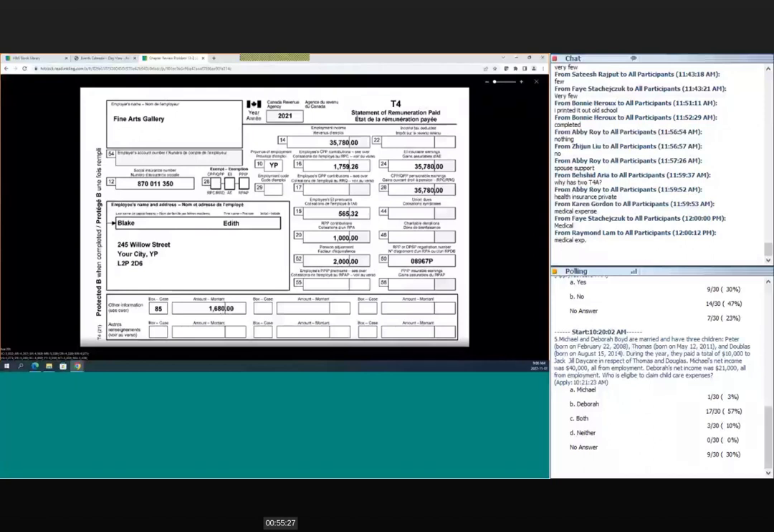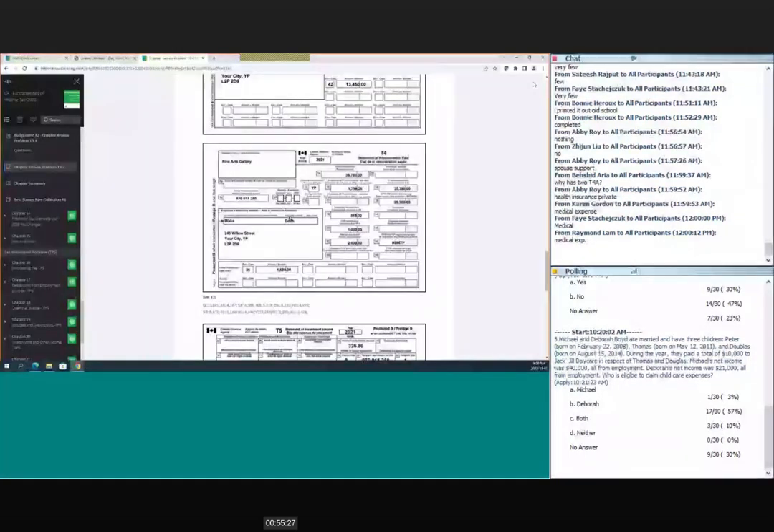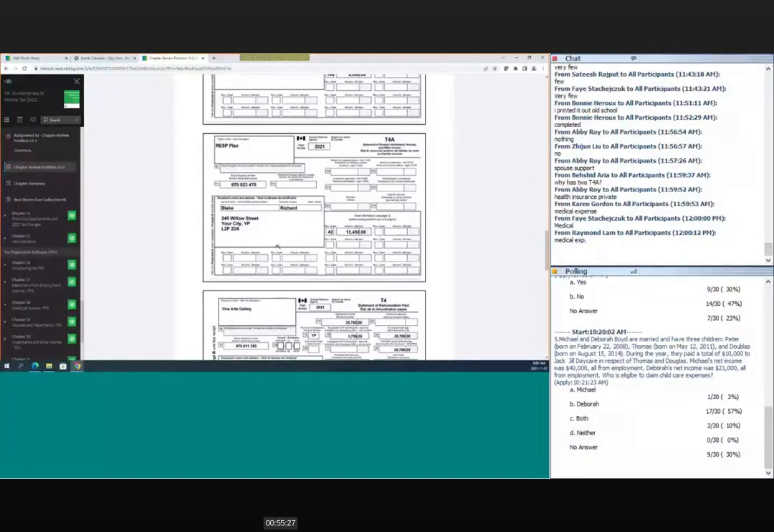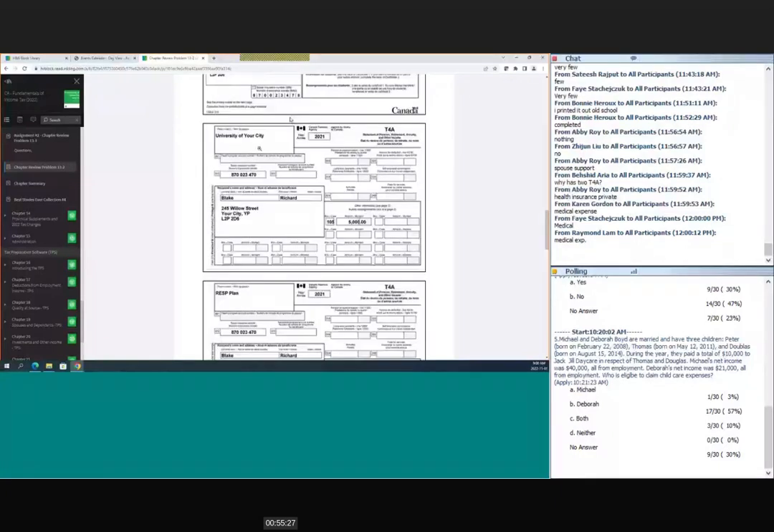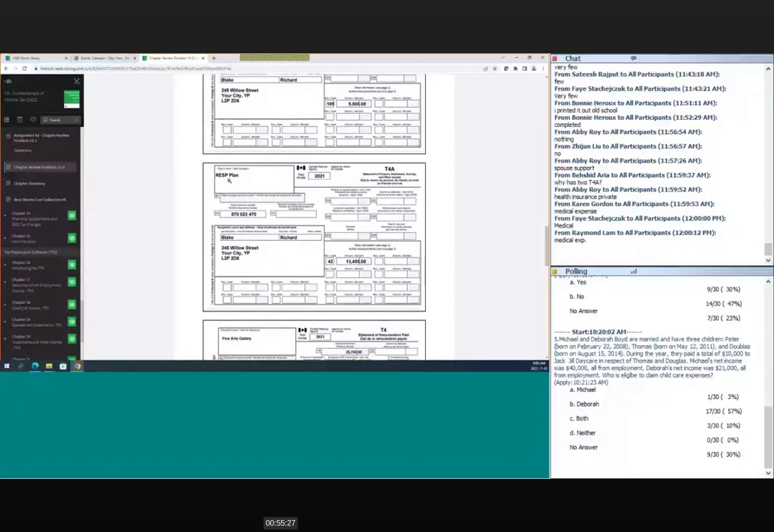Anyway, so yeah, medical expenses for Edith. Okay, that's significant. One of the questions here is from the sheet: why has he two T4As? Because this one is a scholarship. He received this from the university, which gave him a scholarship of $5,000. The other T4A is coming from his RESP plan. So it makes sense he'd have two T4As.